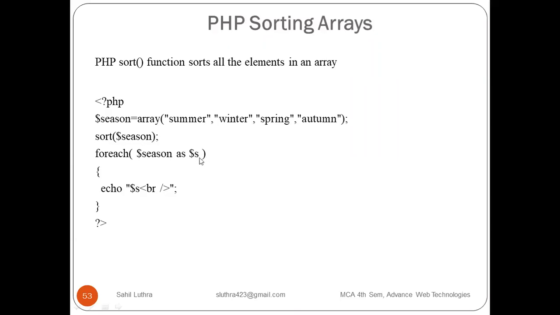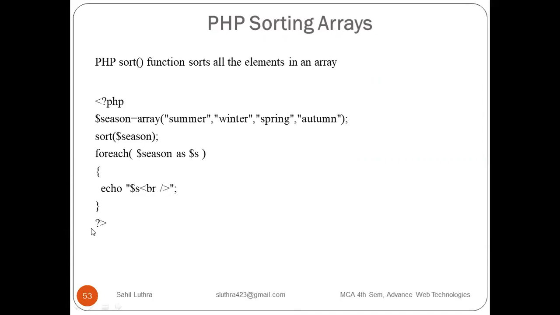$season as $s means it is going to go through all the values in the array. At last we print $s, because here we assign the value of $season to $s. So $season acts or behaves like $s. After that, we are going to print all the values which come under $s or $season. Then the curly braces close, and after that the question mark and the greater than sign.